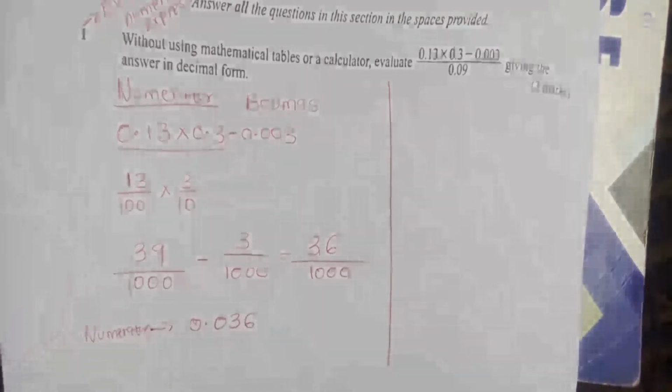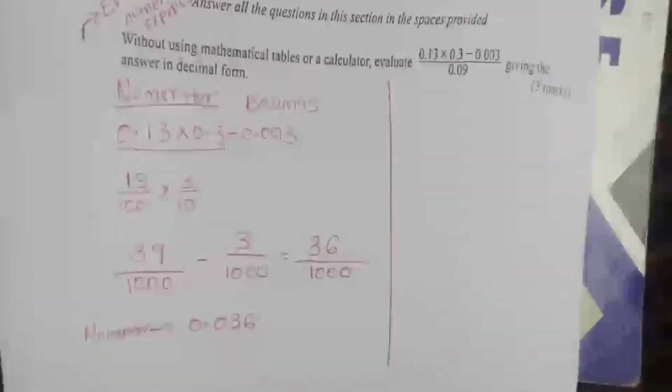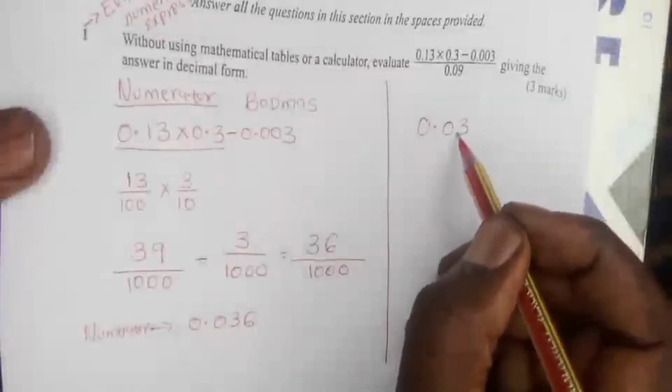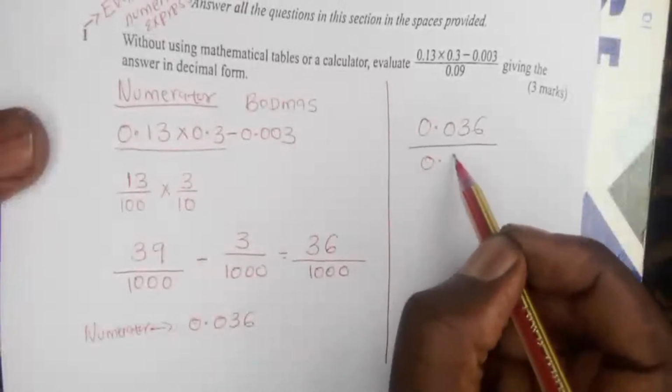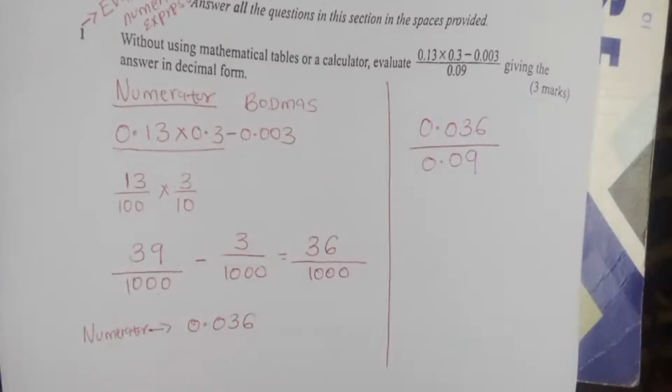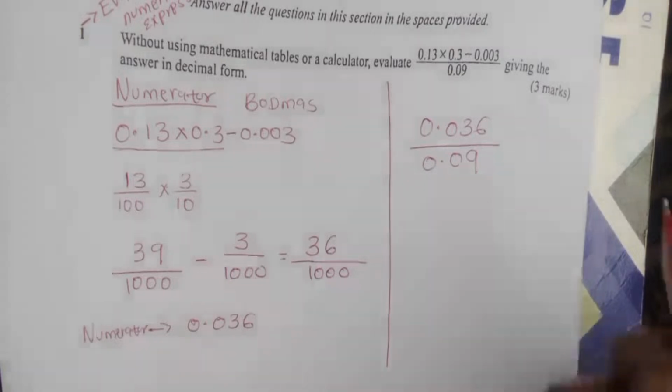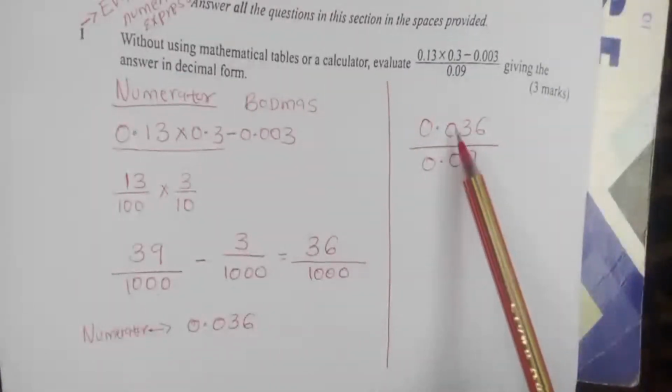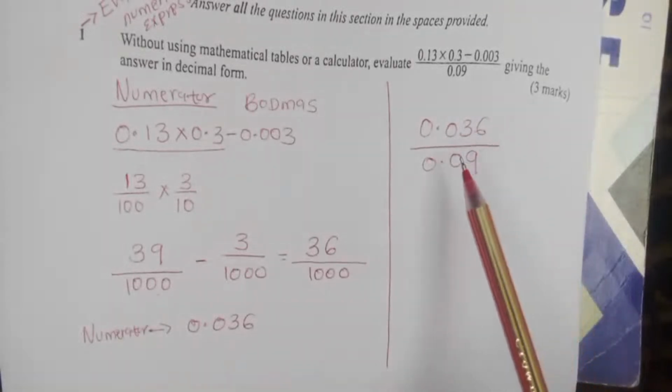Now we can go to the denominator part. For the denominator part, we only have one number, and that number is 0.09. So we write the numerator 0.036 divided by the denominator 0.09. Now, since these numbers have different numbers of decimal places, we are going to count the number of decimal places: on the numerator we have 1, 2, 3, and on the denominator we have 1, 2.